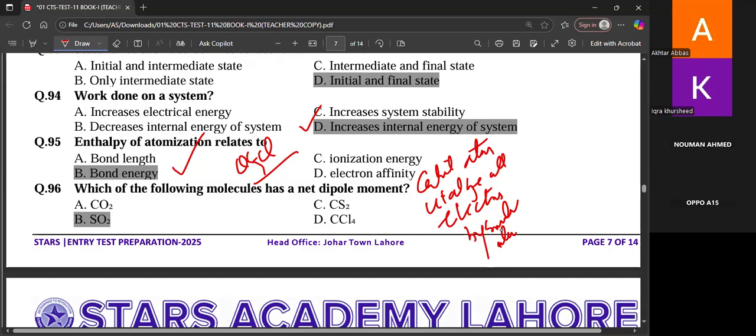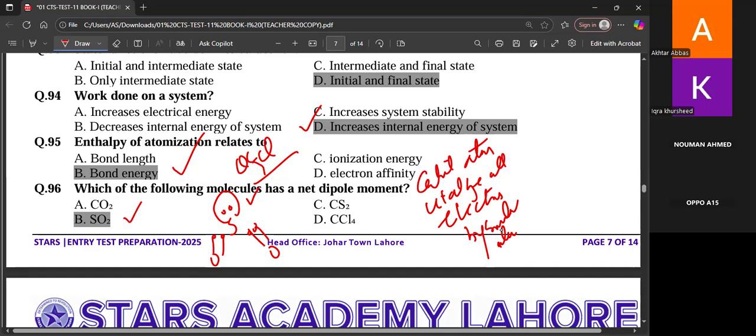You know that sulfur belongs to group 6A. It means it contains 6 electrons in the outermost shell. So when it contains 6 electrons, it forms 2 bonds with oxygen atoms and 1 lone pair remains. So we can say that its dipole moment is not equal to 0. So it has some net dipole moment. So the correct option is beta.